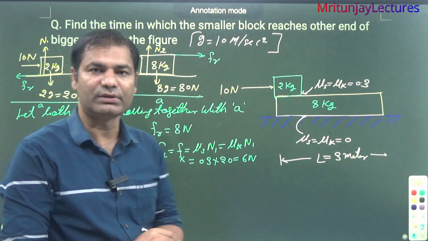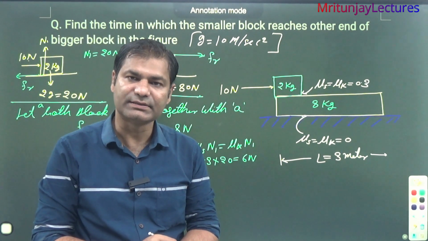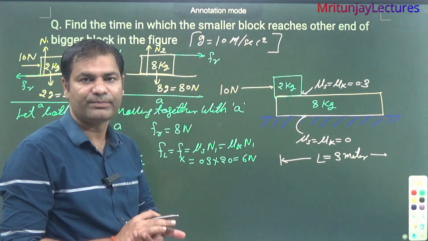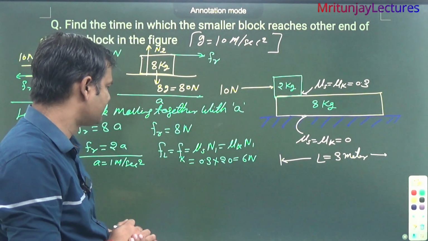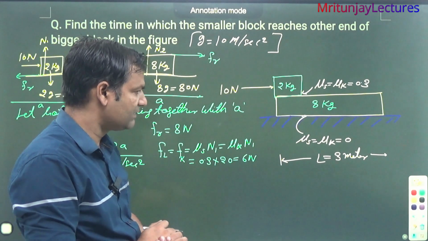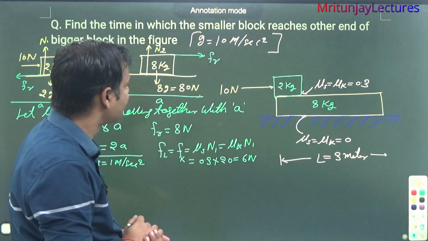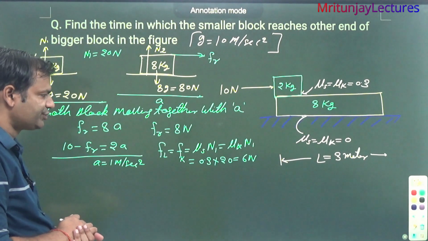That is 6 Newton. Clear or not? Okay? This one is 6 Newton. Now next target. FL will equal FK, which will equal 6 Newton. Now next target, our motto: check.